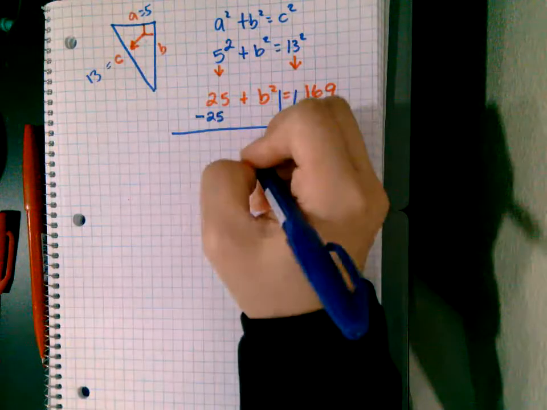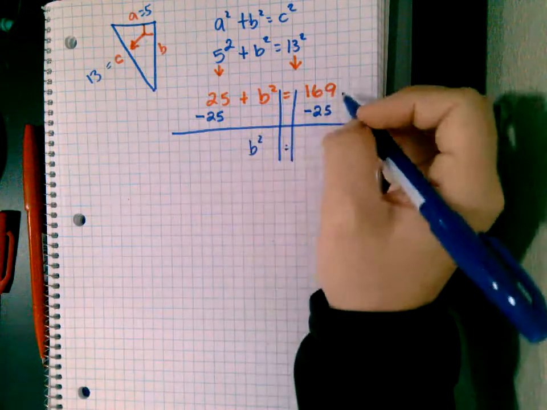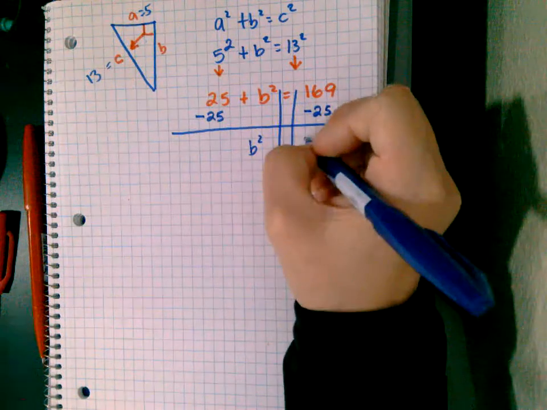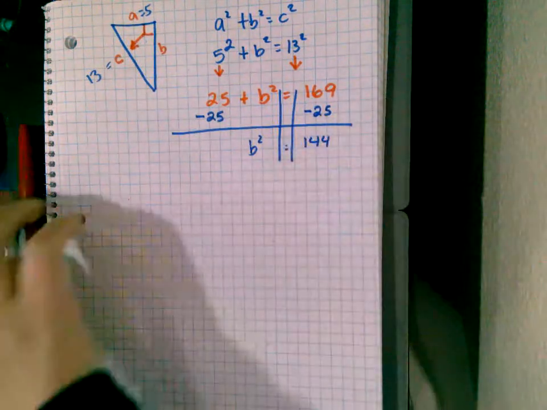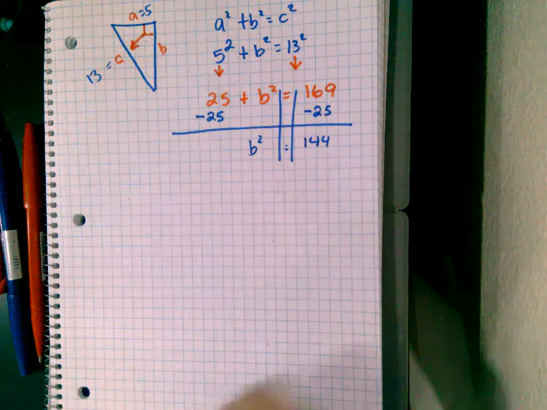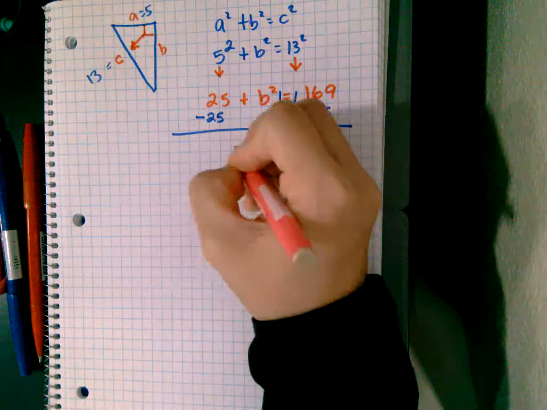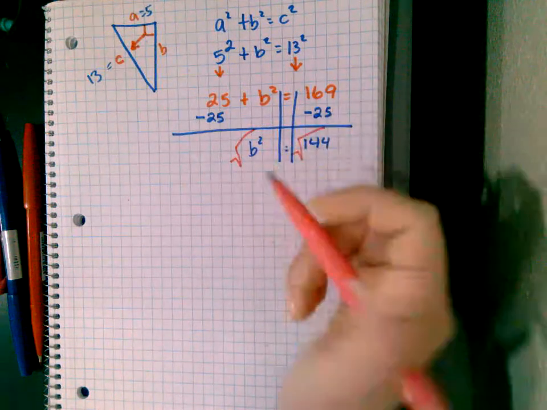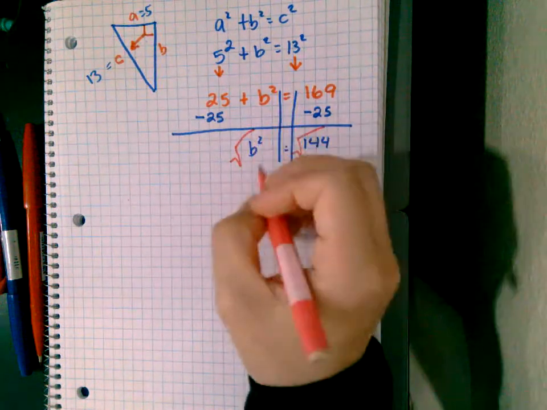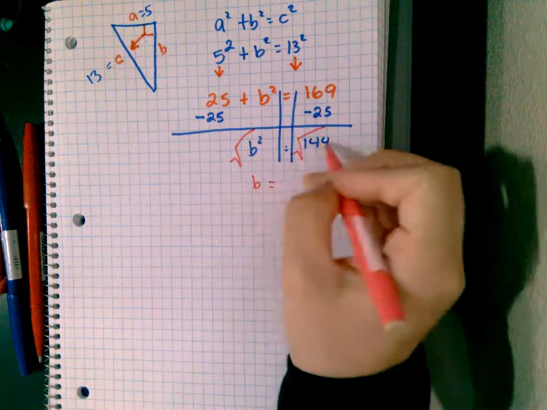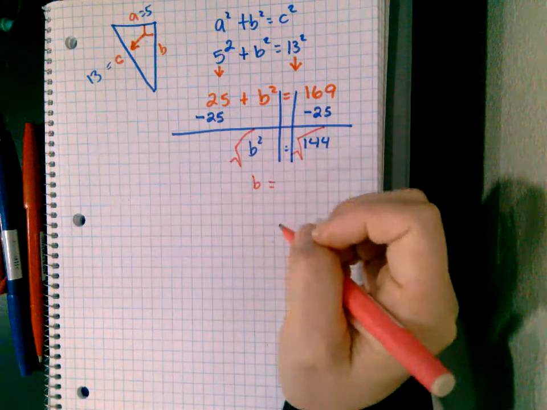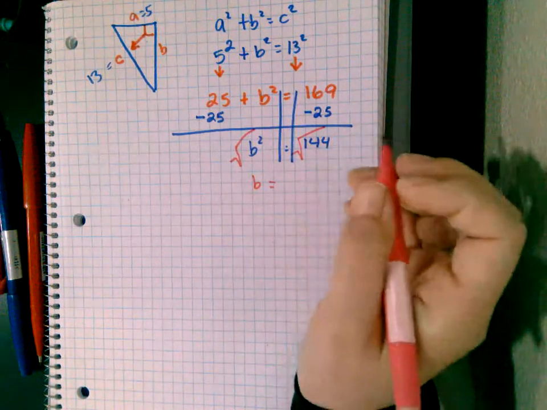On this side, you're left with b squared is equal to 169 minus 25, which is 144. The more you start doing these, the more you realize what this number actually equals. If you don't, then just use your calculator. So we're going to take the square root of b squared, which is b, and the square root of 144. Feel free to use a calculator if you don't have this one memorized.